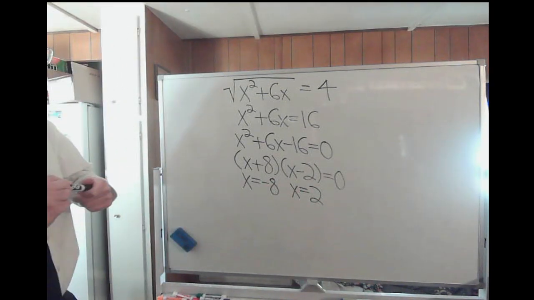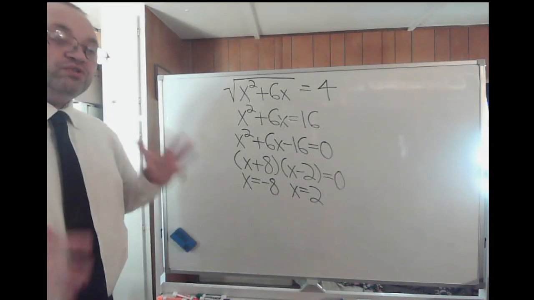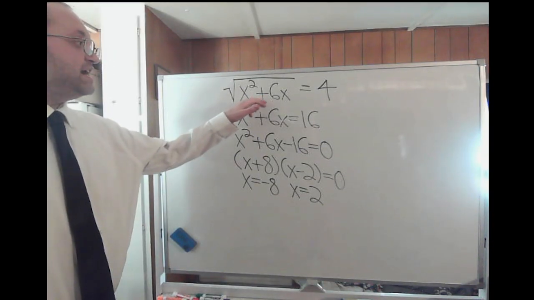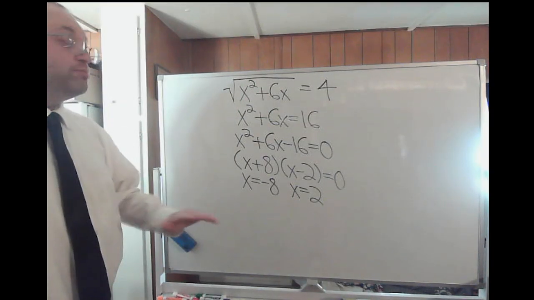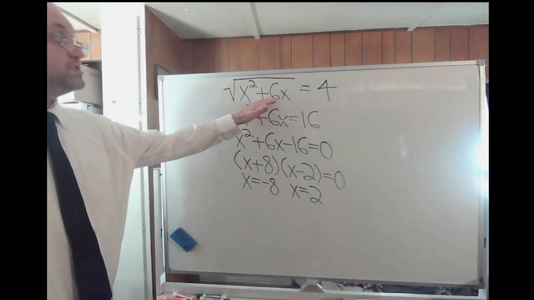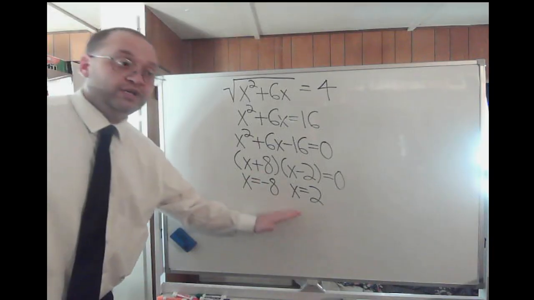This is where I say, if you don't check in linear ones, if you just have a linear variable in your radicand, that's okay. But when you have quadratic variables in your radicand, this is where you really need to check.